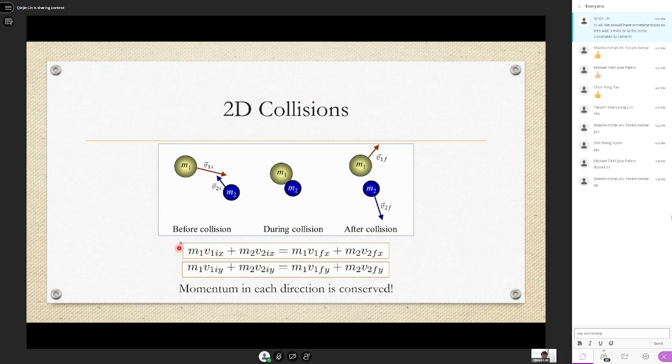Basically, for 2D, we will have two directions, and we can write out the conservation of momentum in both directions separately, independently. For the x direction, everything will look the same, just that you use whatever is in the x direction. Same thing for the y direction: conservation of momentum will hold, but all these values, m1, v1, v2, are for the y direction only. Momentum in each direction is conserved.